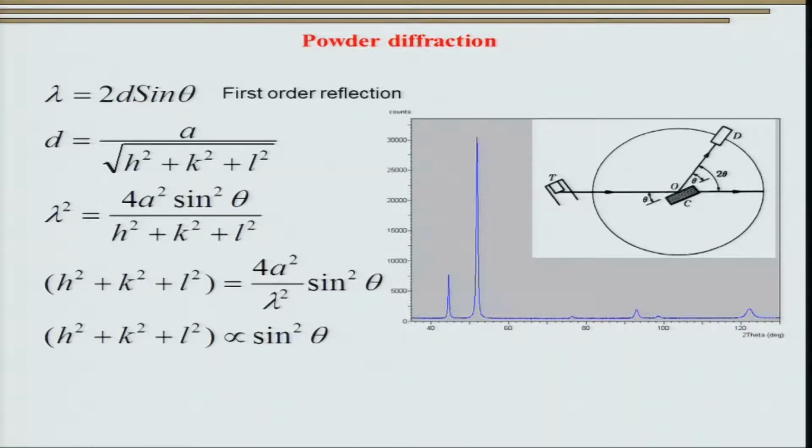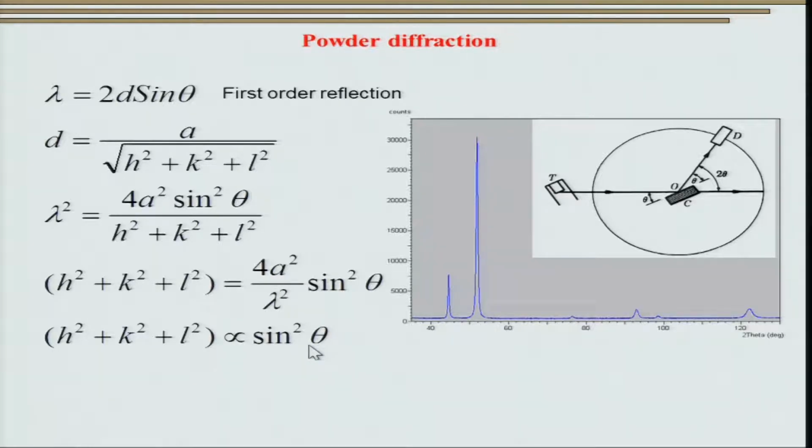However, in order to understand which peaks are present in the diffractogram, which is shown over here, we can do simple calculations. Again, we go back to Bragg's law, and if we rewrite it considering first order reflection, we get λ = 2d sin θ, and then substituting d for cubic crystals, it is a divided by √(h² + k² + l²), and then substituting and rearranging the terms, we get that h² + k² + l² is proportional to sin² θ.